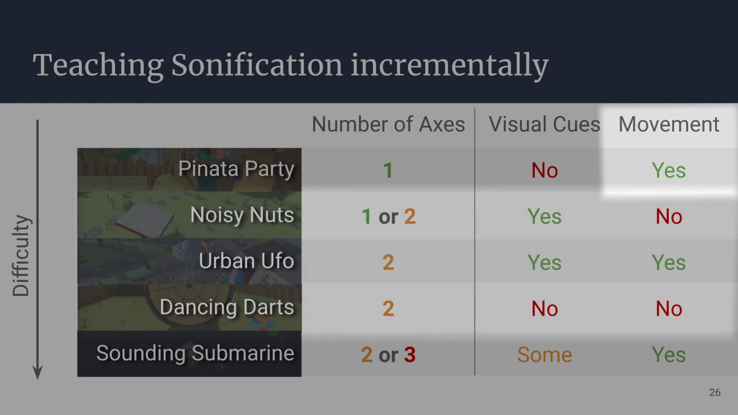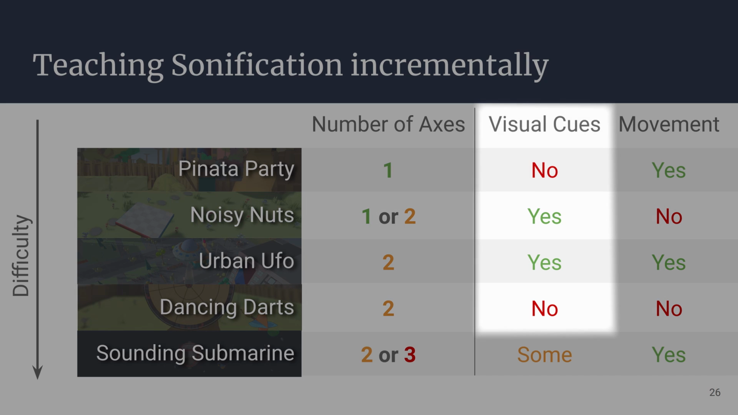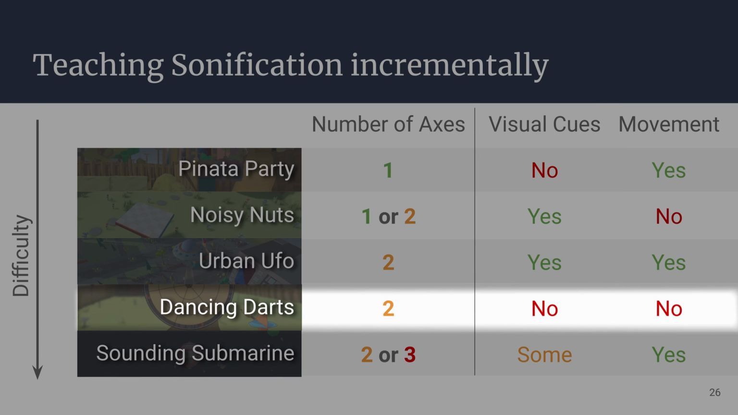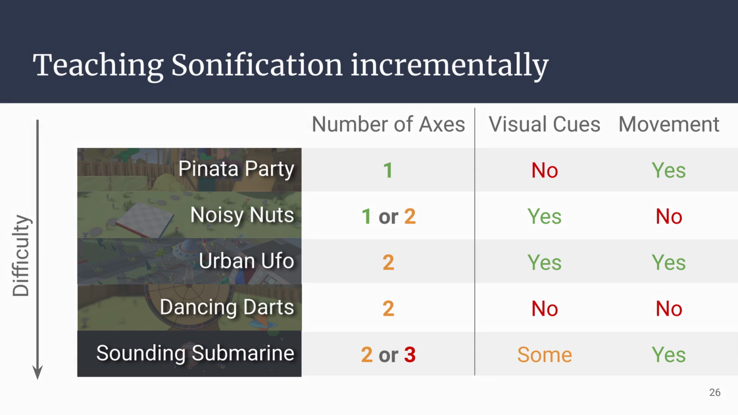As they continue, they move on to games which utilize 2 axes at the same time. In some games, we offer the player visual clues until they fully comprehend how sonification works. In our final games, we take off the training wheels. Players need to have a good understanding of sonification with no extra help, or they need to use all 3 axes at the same time, a true test of their skill.